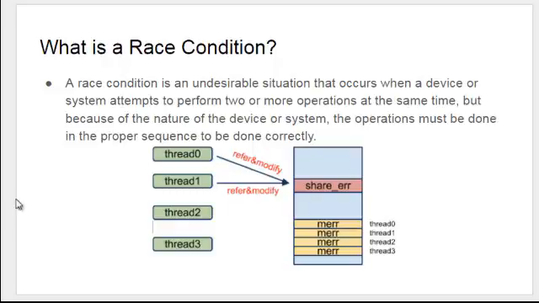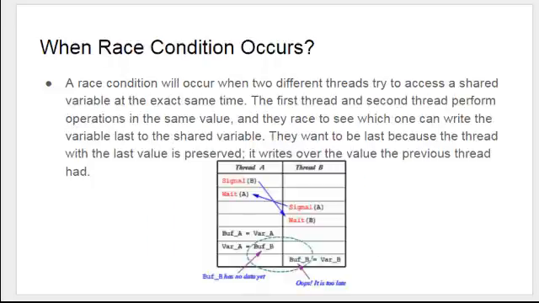So here this picture is just showing thread 0, thread 1, if they are sharing a variable that could create an error. So when does a race condition occur? It occurs when two different threads are trying to access a shared variable at the exact same time. So the first and second thread are trying to perform operations on the same value, and they're racing to see which one can write the variable last, because whatever thread writes the variable last, that value gets preserved because it writes over the value that was set by the previous thread.